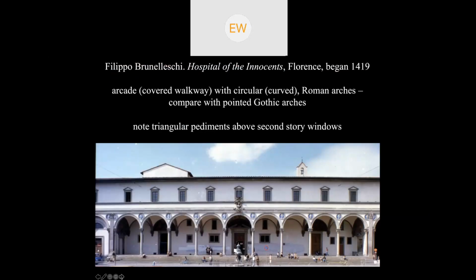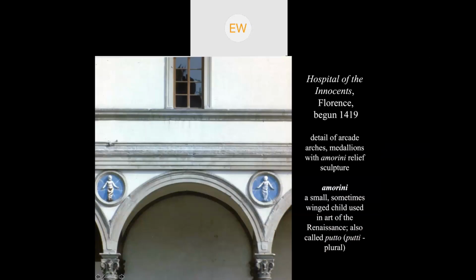Here is another building by Brunelleschi, the Hospital of the Innocents. You can see, again, Roman curved arches, triangular pediments. Gotta just slap a cartouche up there too, why don't you? These little medallions with the little Amorini figure in it, and Corinthian capitals.